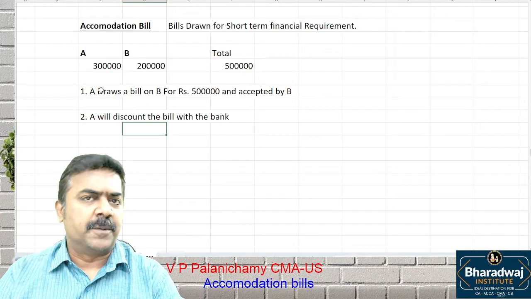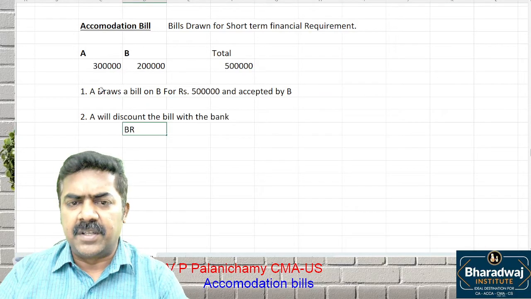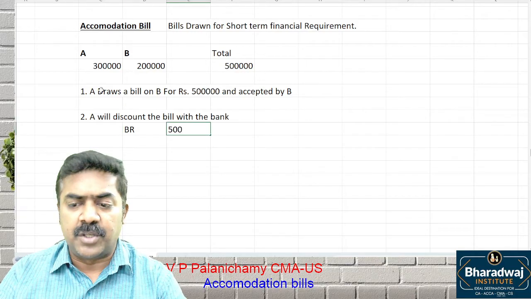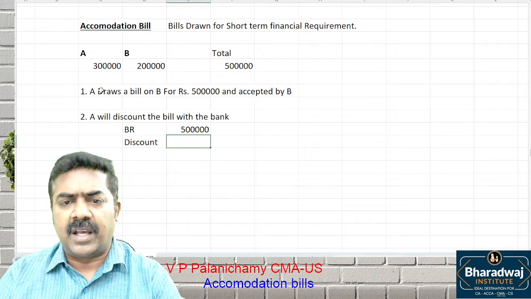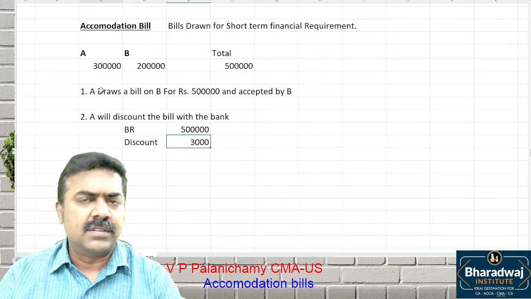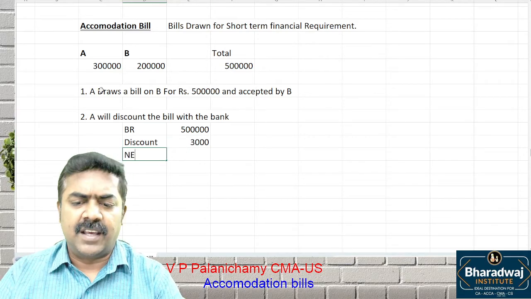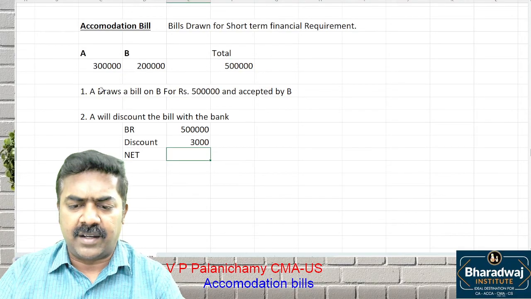Let's assume you have given bills receivable. You are A. You have given bills receivable of 5 lakhs to the bank, and the bank charged a discount of 3,000. Let's assume 2 or 3 months, and it paid a net amount to you of 4,97,000.